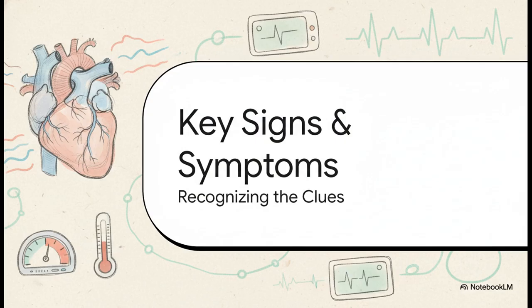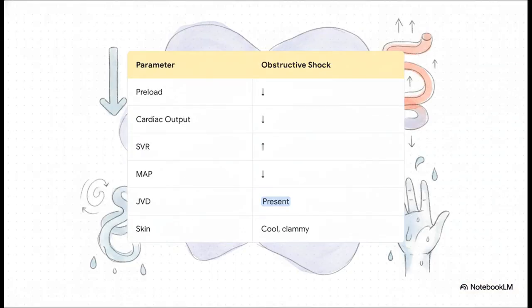Okay, so we know the main causes. Now let's put on our detective hats. How do we recognize obstructive shock just by looking at the patient's vitals and all that hemodynamic data? What are the clues? This table tells the whole story.